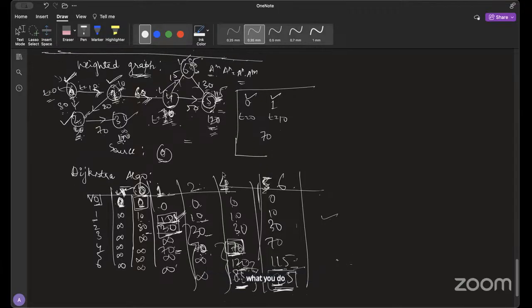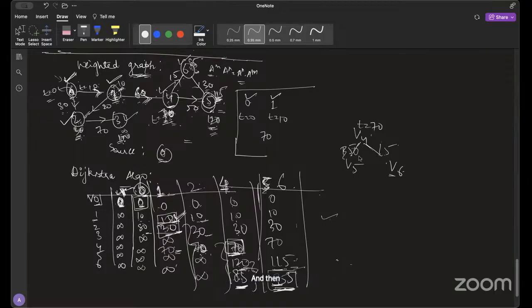So what you do is, if you are at vertex 4, you just see whatever is connected to vertex 4. So V5 is connected, V6 is connected. V6 is at 15 and this is at 50. And the time here was 70. So if you go here, the time to vertex 6 will be 70 plus 15, 85. You write in 85, the time you get at vertex 6.